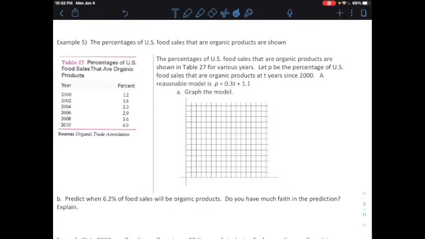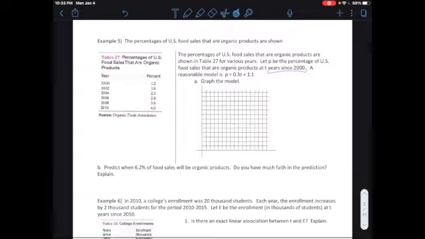Let P be the percentage of U.S. food sales that are organic products at t years since 2000. That is a very important piece of information right there: since 2000. A reasonable model is P equals 0.3t plus 1.1. And this is also something we did before, so let's just do a quick jog-your-memory exercise.